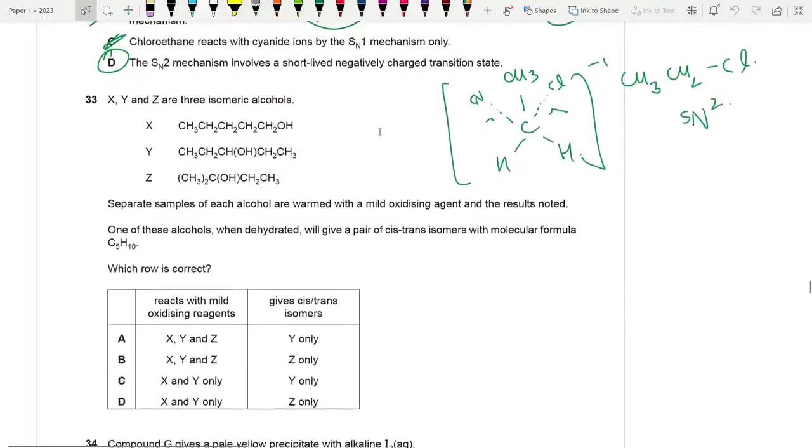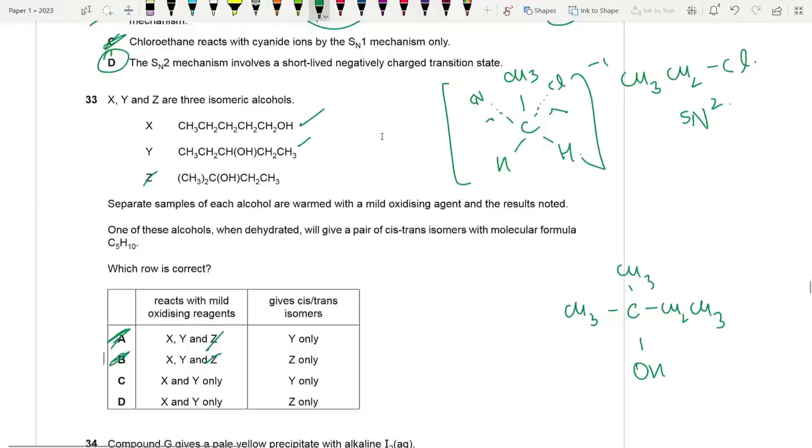Now 33, X, Y, Z are 3 isomeric alcohols. Separate samples of each alcohol are warmed with a mild oxidizing agent, and the results are noted. One of these alcohols, when dehydrated, will give a pair of cis-trans isomers with molecular formula C5H10. Which row is correct? So this is primary alcohol, it will react. This is secondary, it will react. But look at Z. Z is actually like this. It's a tertiary alcohol, right? So Z can't be oxidized.